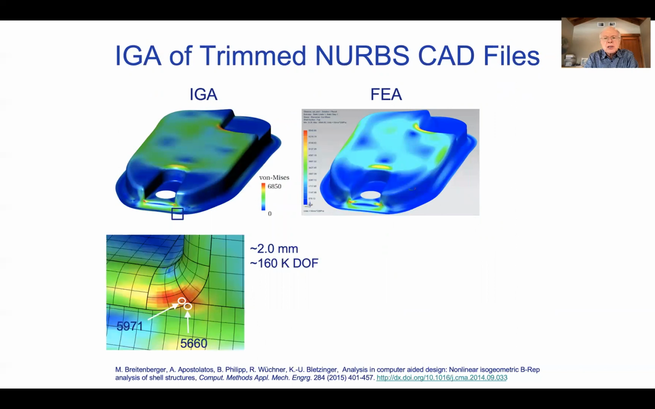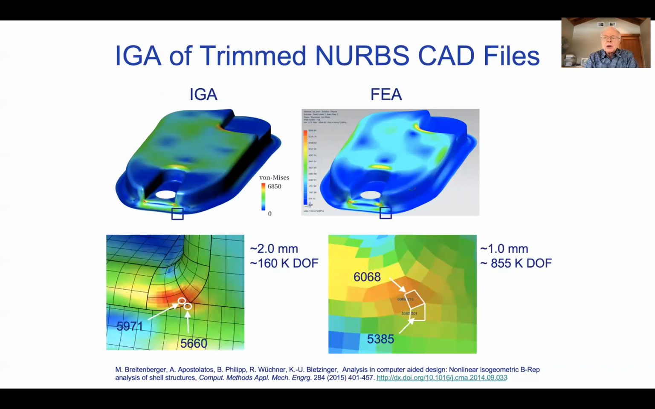And here are some results. We've already beat up on ANSYS and Abaqus, and now it's Nastran's turn. This is a Nastran analysis over here with 855,000 degrees of freedom. This is a cruder IGA model with 160,000 degrees of freedom and stress results plotted on the mesh in this area right here. As you can see, you're getting much smoother stresses.